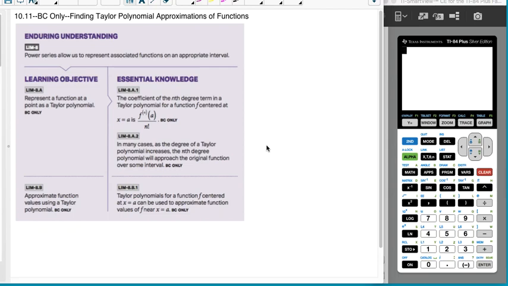All right, this is AP BC Calculus. We're doing a BC only unit. This is Unit 10, Section 11. We're going to talk about finding Taylor polynomial approximations of functions. So basically this is going to be the video where we learn how to build a Taylor series.